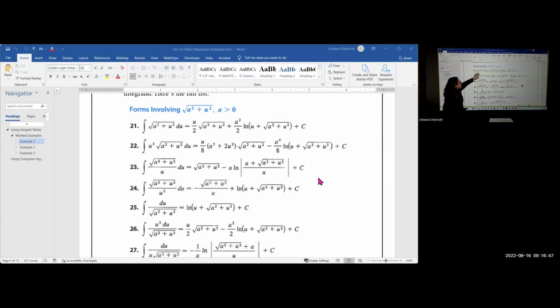There's actually a few more at the bottom off the screen. And you can see inside the integrand in each one of these, there is a square root of a squared plus u squared. But the integrands themselves are different. This first one is just the square root of a squared plus u squared. The second one has a u squared factor on the outside. The third one is divided by a u factor. The fourth one is divided by a u squared factor. The fifth one has 1 over the square root of a squared plus u squared, and so forth. So even though they all have this radical of a squared plus u squared, the integrands themselves are different.